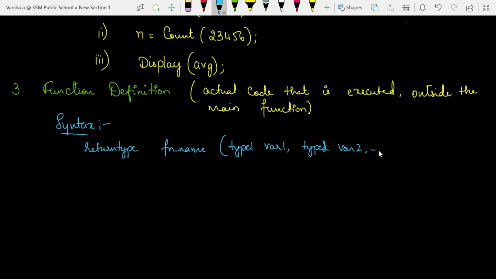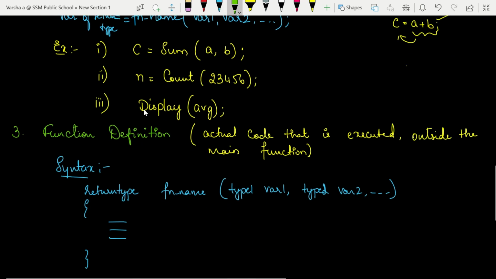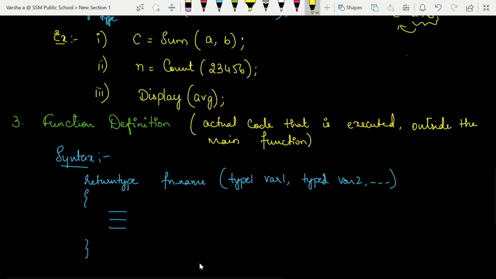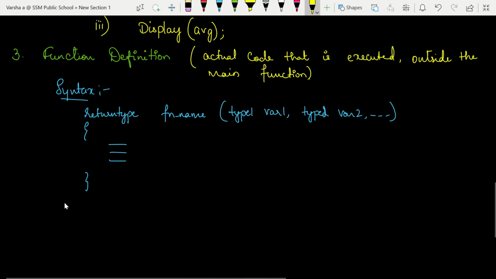So I have to give everything, and then we write curly braces. Here we write the actual code that needs to be executed. Now let us write example code for these examples that I have considered in the previous parts.